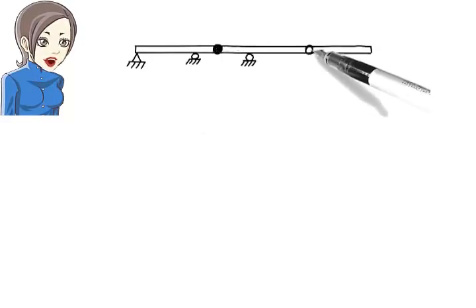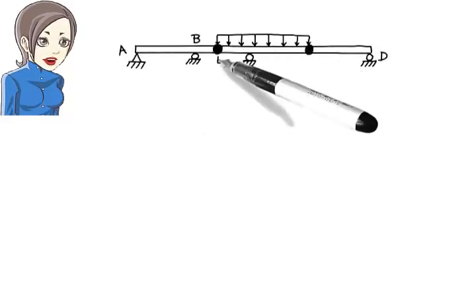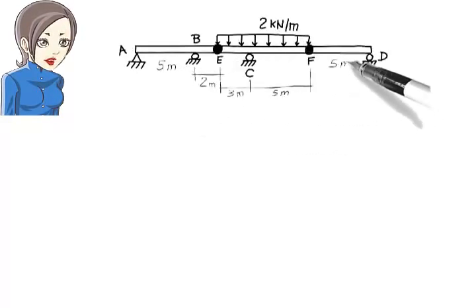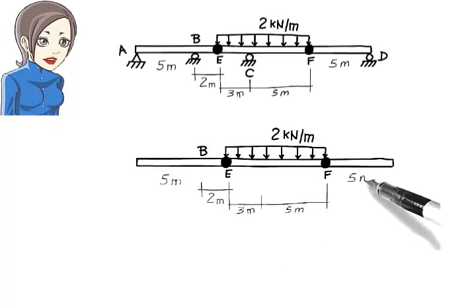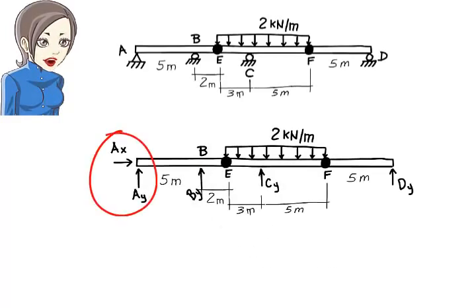What happens if the beam has multiple internal hinges? How do we analyze such a beam? Here is a beam with 2 internal hinges. The beam rests on 4 supports, a pin support, and 3 roller supports. The number of support reactions, therefore, is 5. We have 2 reactions at the pin support and 1 reaction at each roller support. The 2 hinges divide the beam into 3 segments.